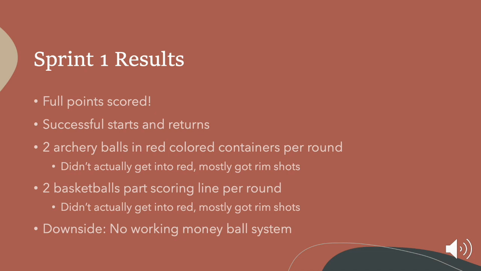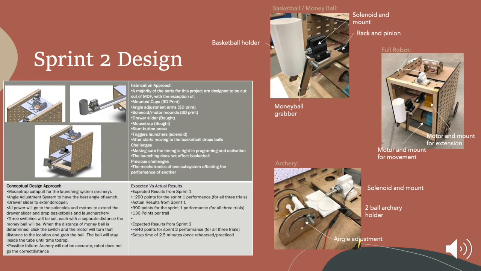In order to improve upon our design, we definitely knew that we didn't want to use string anymore. So we decided to set off the archery system using a solenoid. That freed up a motor to be used for the rack and pinion system, which now we could attach the money ball and basketball system onto. The basketballs are stored in the white tube being held up by the solenoid. The robot moves towards the basketballs, picks up the money ball using the money ball grabber. Then the drawer side extends over the cups. The solenoid pulls back, dropping the basketballs over and hitting the money ball, and all 3 go into the cup, and then it rolls back to start.